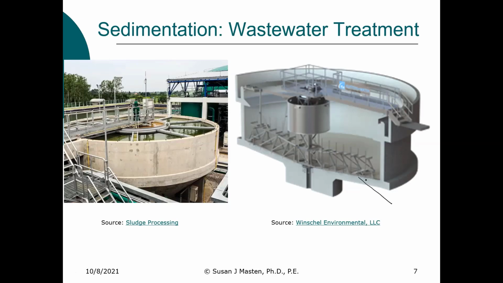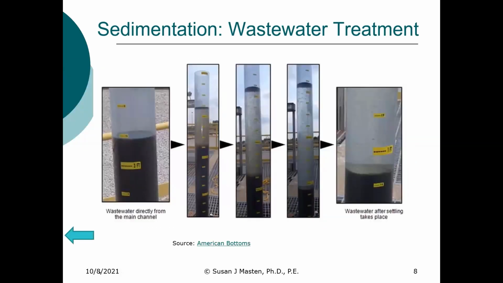Here, the example we used before, it was a chain and flight system. This is just a rotating arm that is pushing the sludge into a hopper. And you can see here the launders, and then there would be a main channel in the center to collect the effluent. And there's just some images to show you some wastewater.